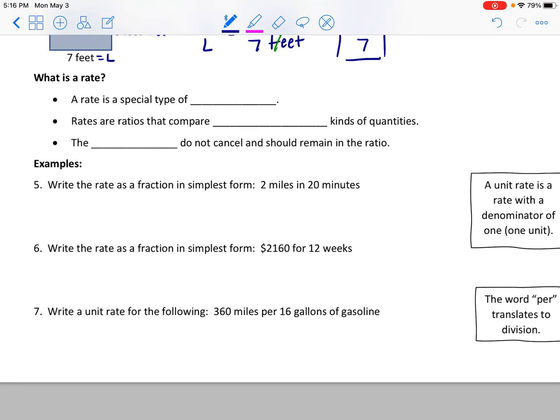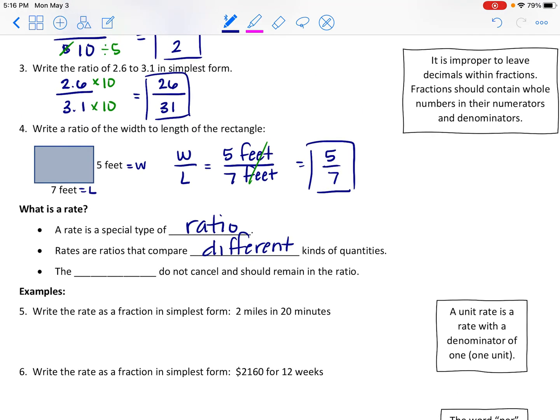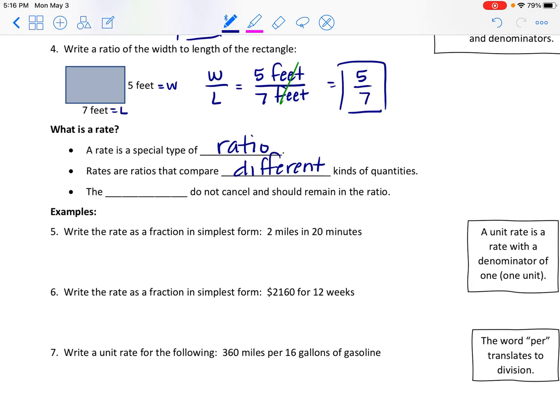Next, we're looking at something that we call a rate, and a rate is just a special type of ratio. Rates are ratios that compare different kinds of quantities. So not just a number like 5 to 7, or a width to a length where they're both measured in feet, or $10 and $15, but different kinds of quantities like miles and gallons or dollars per hour. Because our fraction has two different quantities that are not necessarily measured in the same units, the units will not cancel. When that happens, they should remain in the ratio.